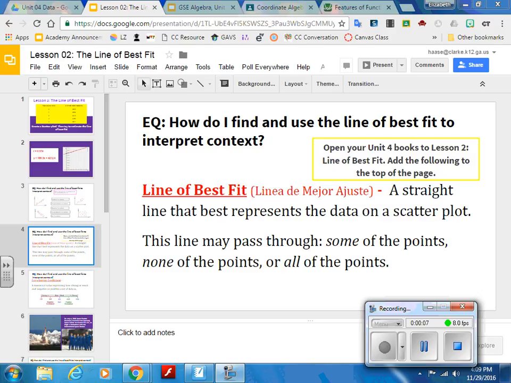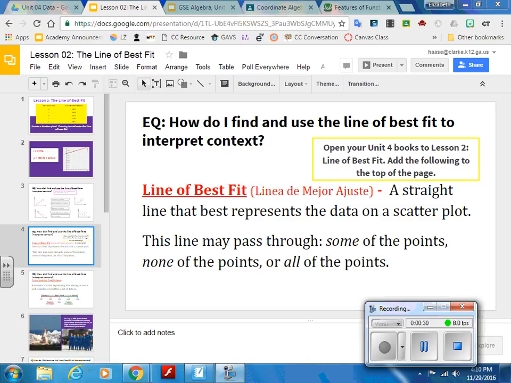If you would, go ahead and add these two definitions to your vocab in your Unit 4, page 1 definitions. We're going to talk about the line of best fit today. So if we're comparing two sets of data, two variables, we want to be able to create a line that matches that data the best. It's not perfectly linear, but we want to create a line that would model that relationship.